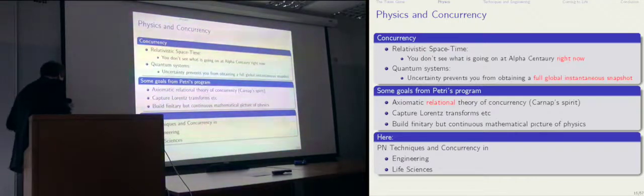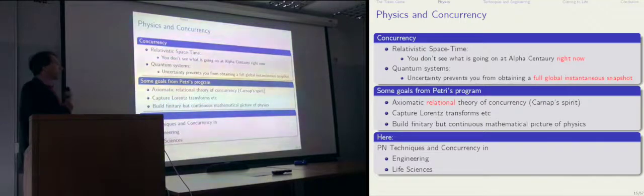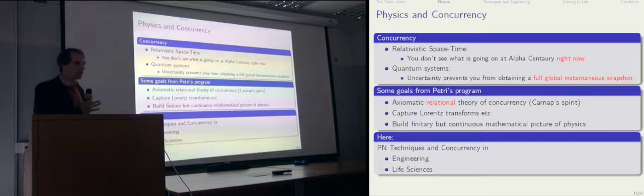So, Petri had a very ambitious program for giving an axiomatic theory of concurrency only in terms of relations. He went from binary to ternary and quaternary relations.